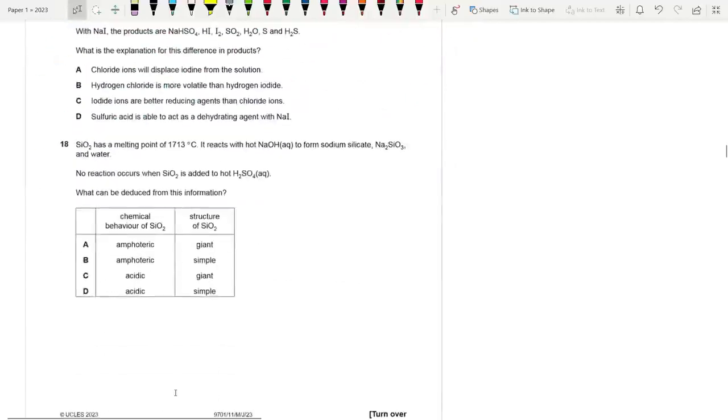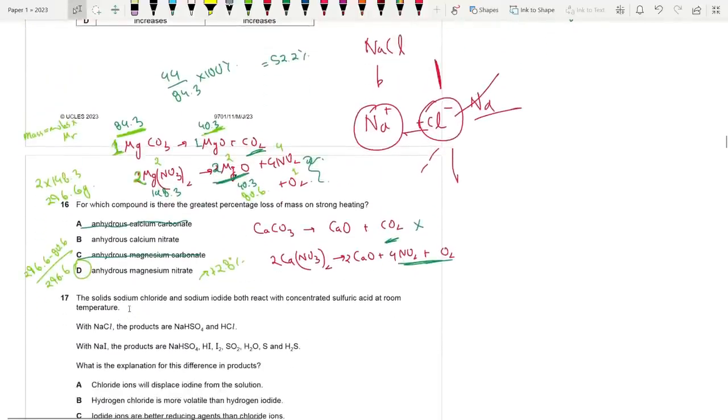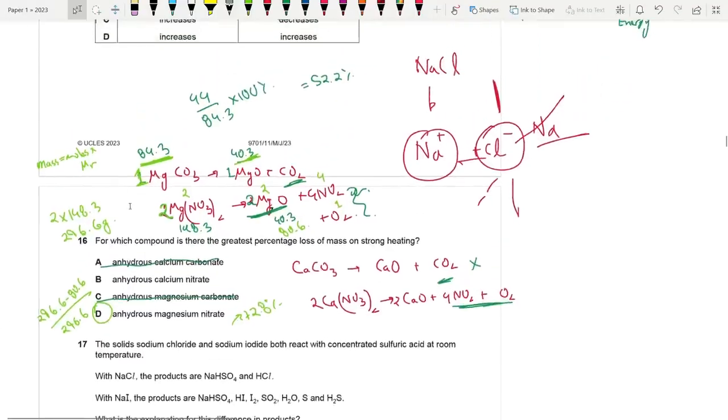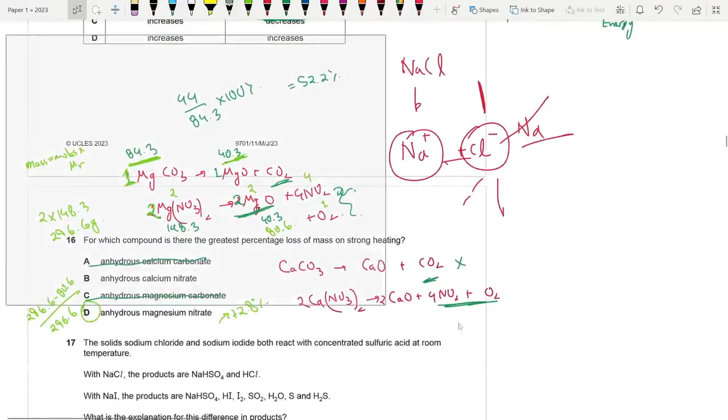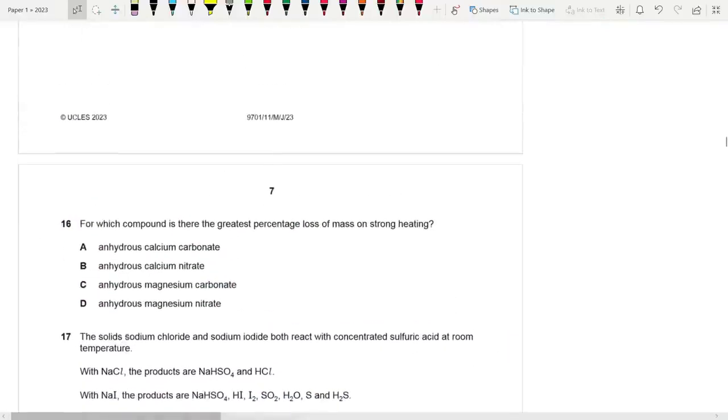All right, moving on to number 16. I also have this solved. For which compound is there the greatest percentage loss of mass on strong heating? Okay, so I'll actually do this for you guys again. I have it done, but I need to explain. So basically trial and error, okay, trial and error. I'll just show you a few, I won't do all of them.